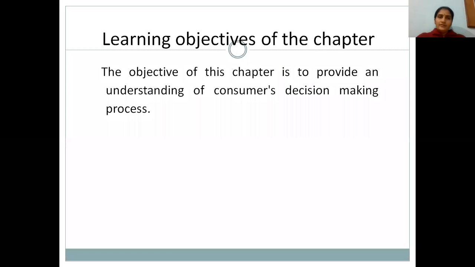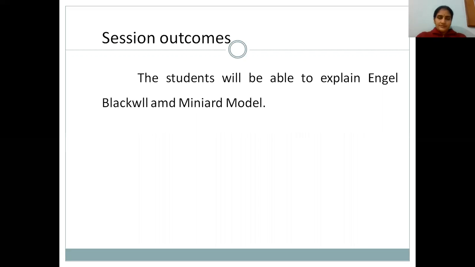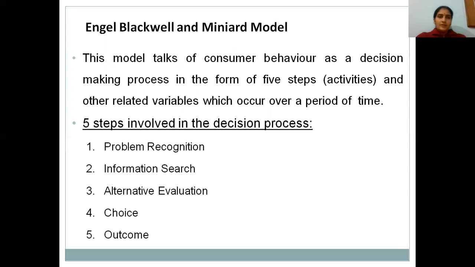Now, today we will be discussing another model, and before exactly starting the topic, let us see the learning objective of the chapter. The objective of this chapter is to provide an understanding of the consumers' decision making process. How the consumer makes a decision and what the different steps in decision making are, we will see under this chapter. Now, session outcomes: the students will be able to explain the Engel, Blackwell and Miniard model. So what is this model? Let us see now.